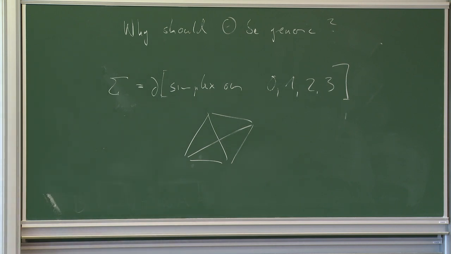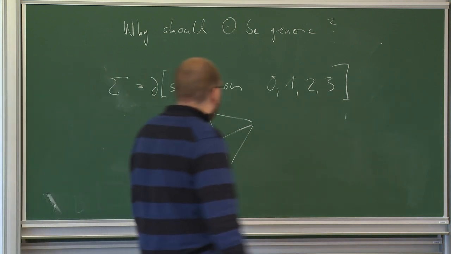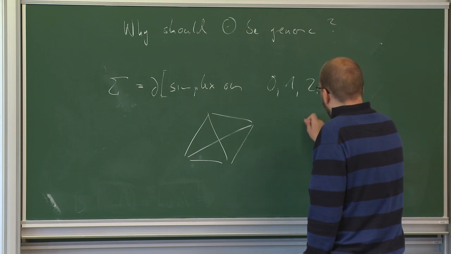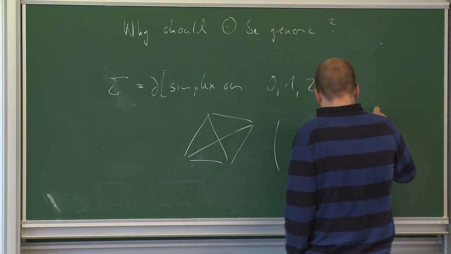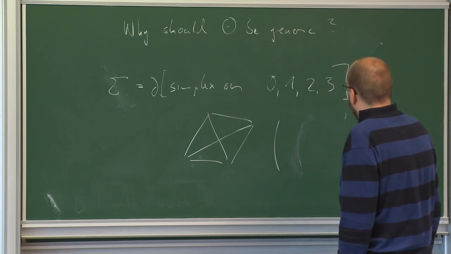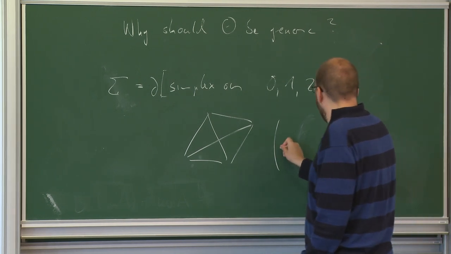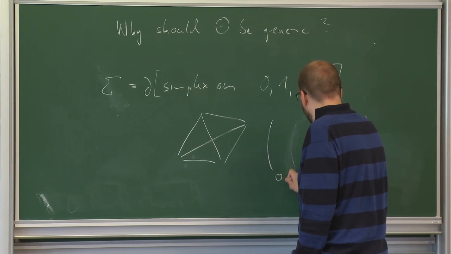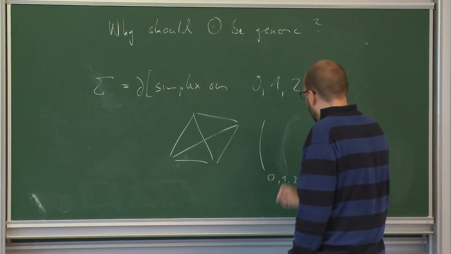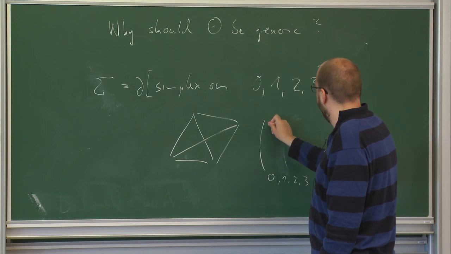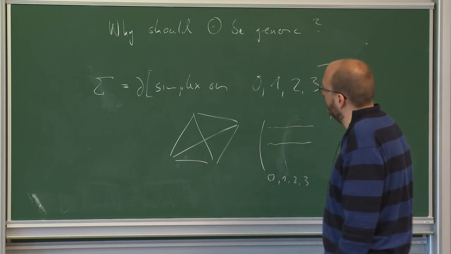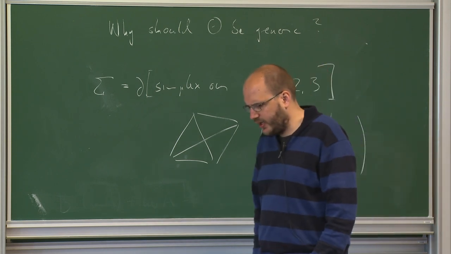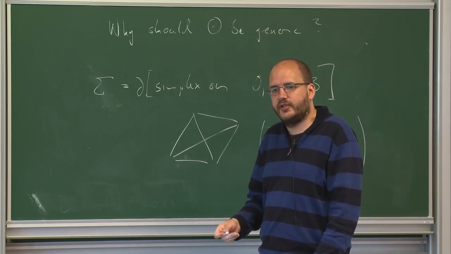And now, what can I do with this? Well, I want to take the following linear system of parameters, and this is just given by the following matrix. Let me just be naive: 0, 1, 2, 3. I have some generic entries here, and some generic entries here. So how many do I need? The linear system of parameters should be of length 3.